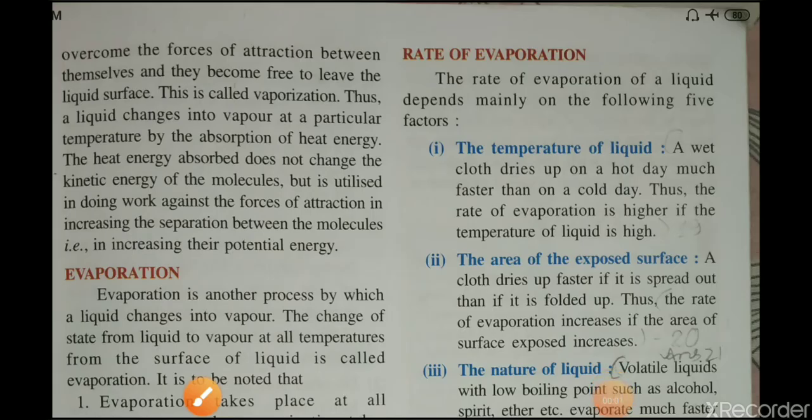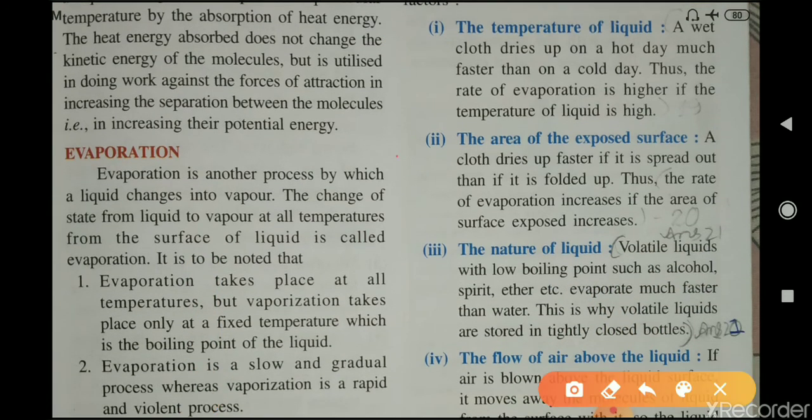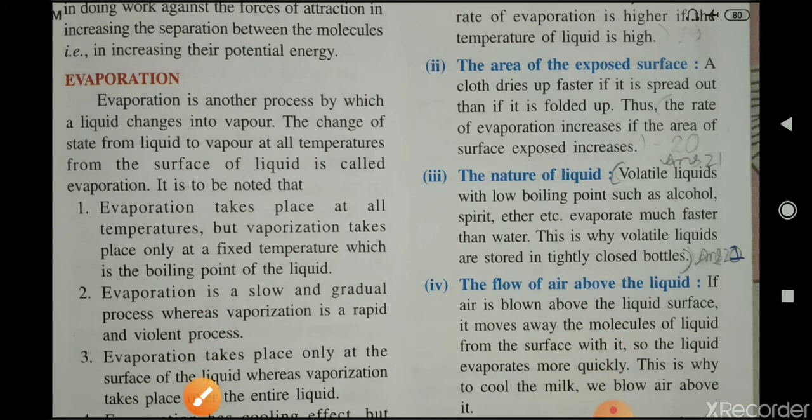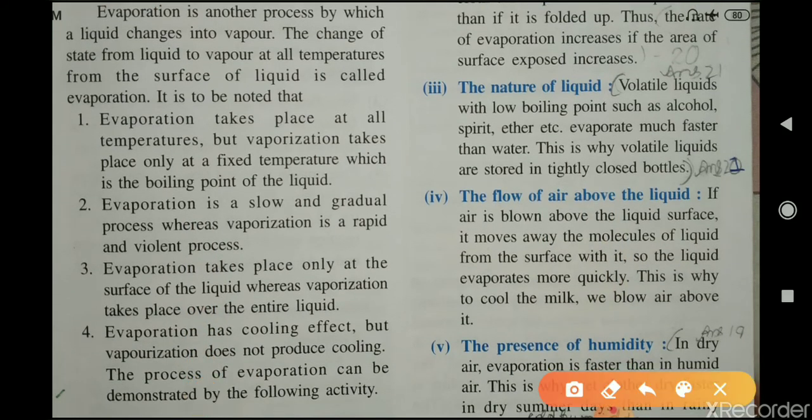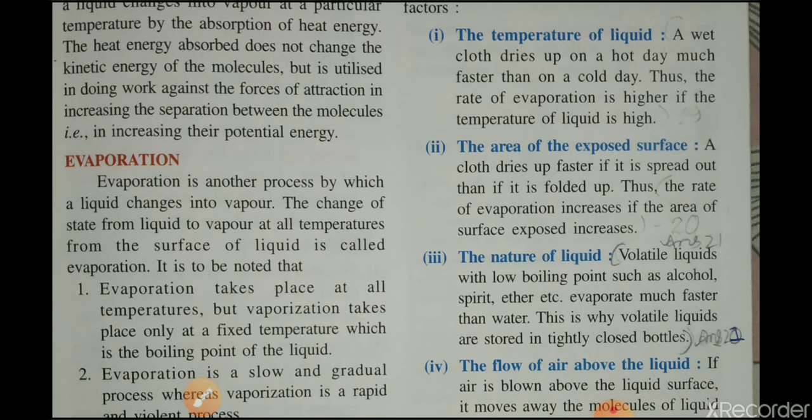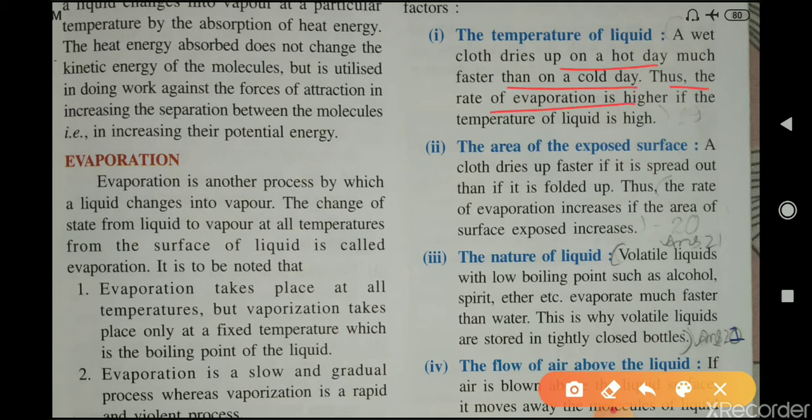Rate of evaporation. The rate of evaporation of a liquid depends mainly on the following factors: first, the temperature of a liquid; second, the area of the exposed surface; third, nature of liquid; fourth, flow of air above the liquid; and fifth, the presence of humidity. So the first one is temperature of a liquid. A wet cloth dries up on a hot day much faster than on a cold day. Thus, the rate of evaporation is higher if the temperature of the liquid is high.